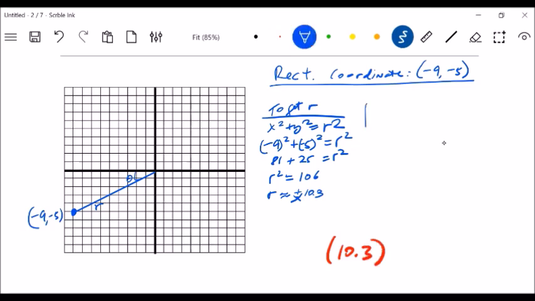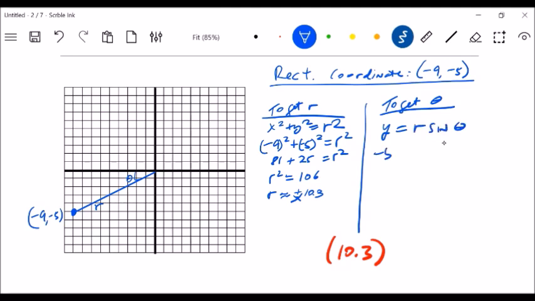And now I need to know the angle. Okay. To get theta, I can use either x or y. Last time I used x, this time I'll use y. Y equals the sine of theta. Oops, I forgot to put the r in front. R times the sine of theta.